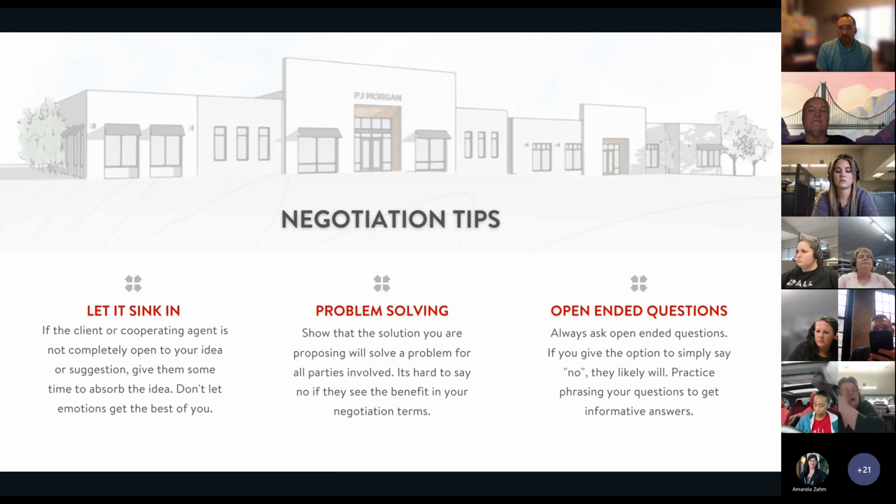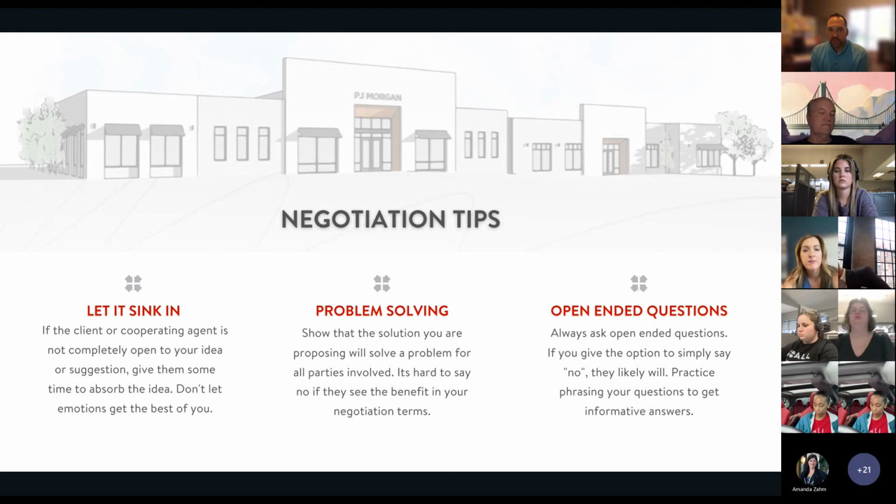Problem solving. Really that's all we're doing in negotiation, is we're solving problems, right? We've got two sides of the equation. The seller, for example, they're trying to get the house sold. We're trying to buy it. We've got some problem in the middle that we haven't come to an agreement on.